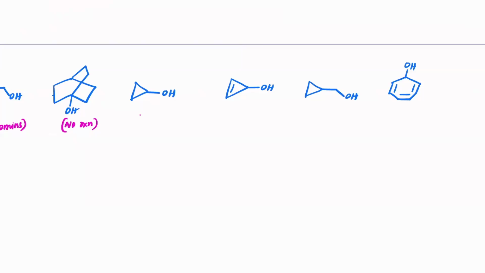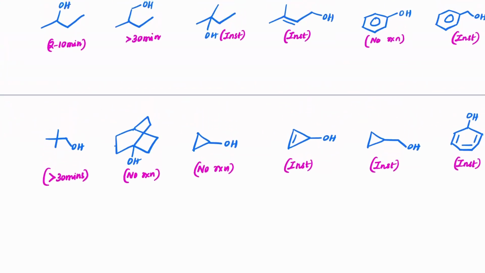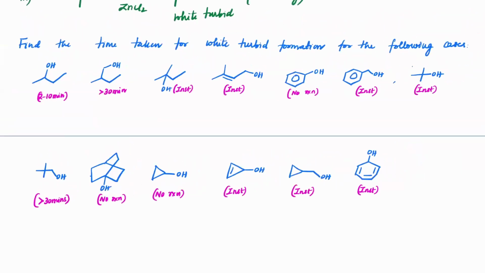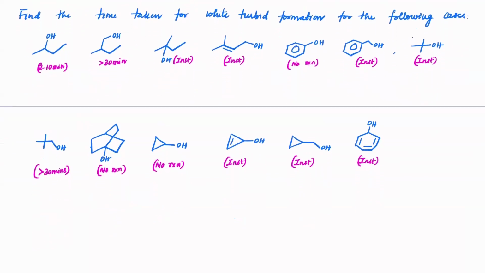Then, if you have it at this position, also no reaction. Formation of carbocation at cyclopropyl position is impossible. Here, carbocation will form because the ring will become aromatic. So this will be instantaneous, because the minute you get a positive charge here, the ring will become aromatic. This will also be instantaneous because it is CPM carbocation. This is also instantaneous because it is tropylium carbocation. So yes, these are the formations which you will notice. So this is the time taken for all these cases.